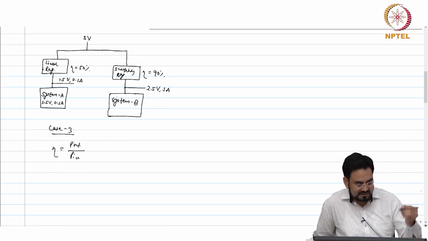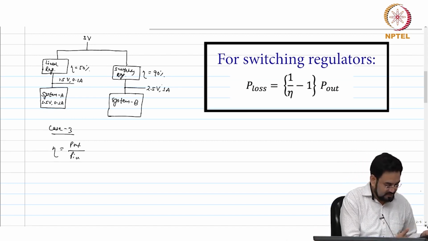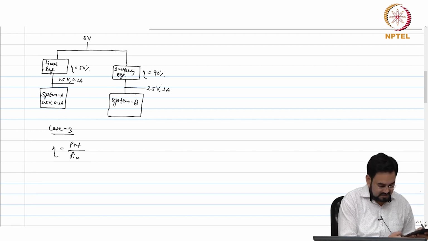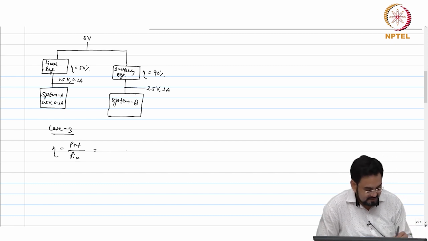Okay. Now, let us calculate the efficiency again. So, what will be the loss in 90%? So, loss will be roughly 0.277. So 2.5 plus 0.277 plus 0.3, so 3.077.